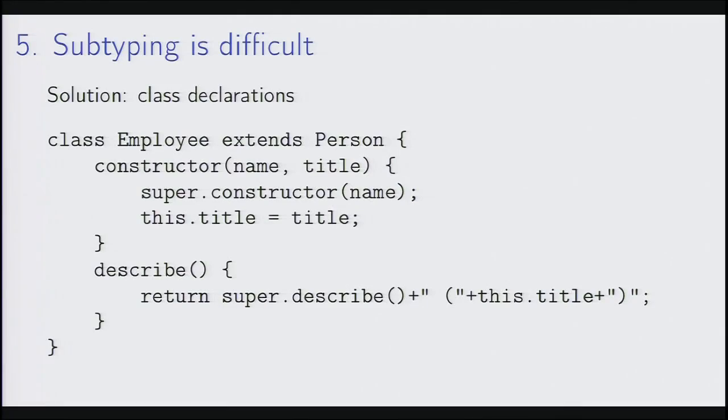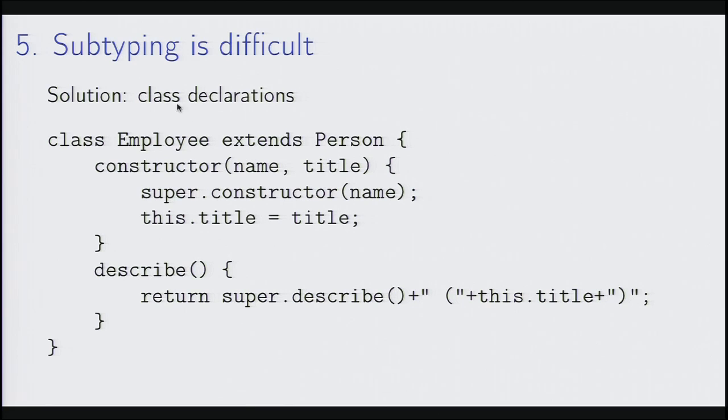Fifth, subtyping is difficult. When it comes to just a single type, implementing a single type via a constructor function, things are relatively easy. But then if you want to create a subconstructor, if you want to implement a subtype, then you have problems, and it's a lot more tricky, a lot more boilerplate. ECMAScript.next will probably have class declarations. It's currently being hotly debated.